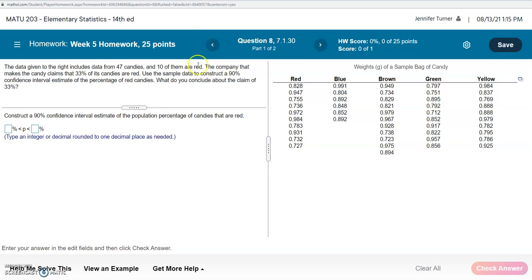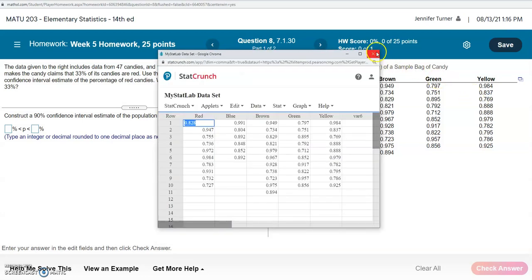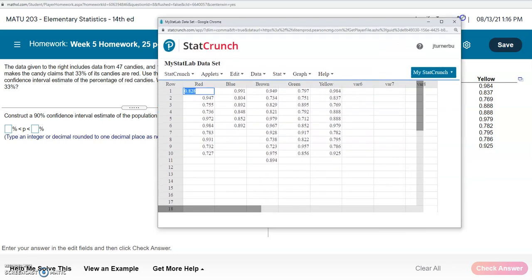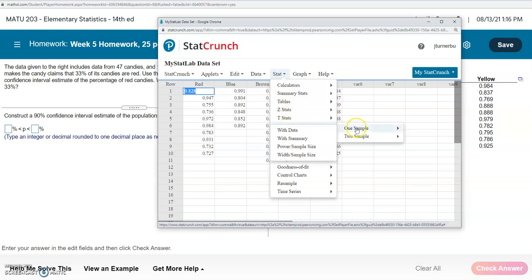So we're going to go ahead and open StatCrunch. I'm going to open this data by clicking on the little icon in the top corner and choosing Open in StatCrunch. And to do a confidence interval for a proportion, we're going to go to Stat, Proportion Stats, One Sample, because here we had just one sample of data. And we're going to say With Summary, because even though we had this raw data of all the weights, we don't actually need that. All we care about is the summarized understanding that there were 10 red candies out of a total of 47. So we're going to choose With Summary.